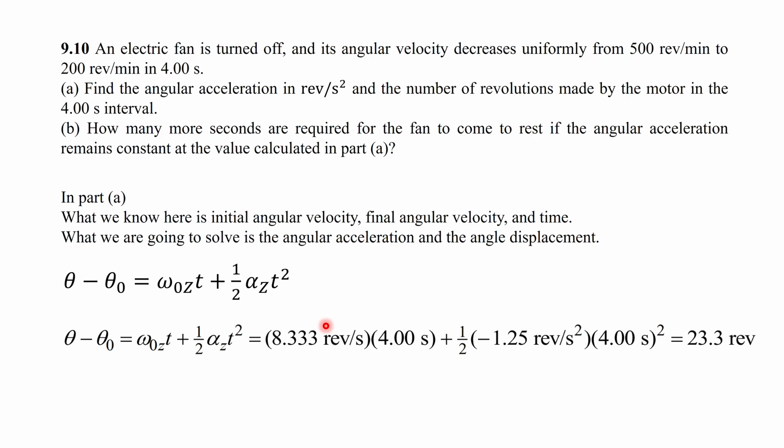To solve part B, let's see. Part B asks us to calculate how many more seconds are required for the fan to come to rest if the angular acceleration remains constant. So we use the same angular acceleration, and we calculate how long it takes for the fan to go to rest. To go to rest means the final velocity is 0. So this is the condition hidden in the description.